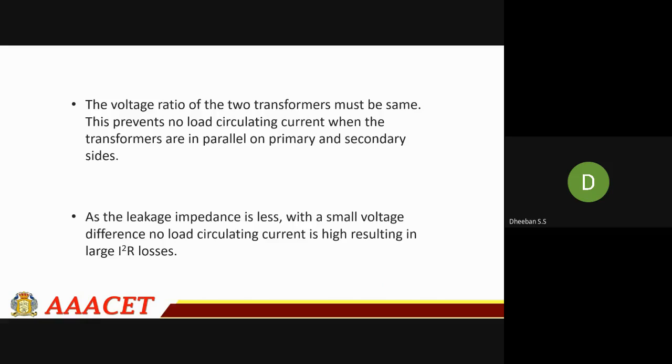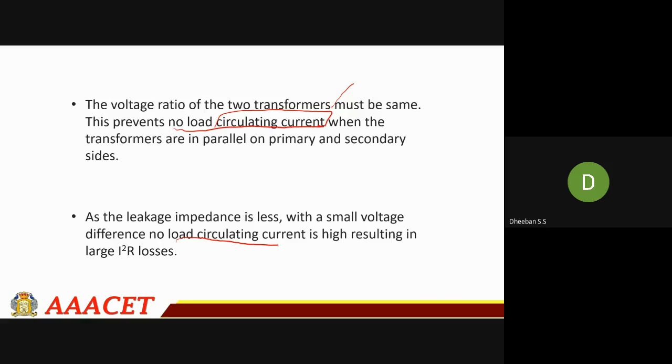The voltage ratio of the two transformers must be the same. This is a very important thing, to prevent a circulating current. This circulating current is an unwanted quantity which might cause an excessive amount of losses, like your eddy current loss. As the leakage impedance is low, even with a small voltage difference the no-load circulating current is high.